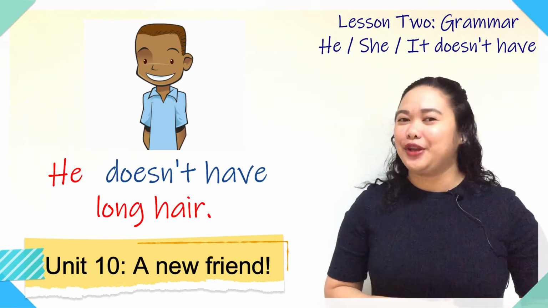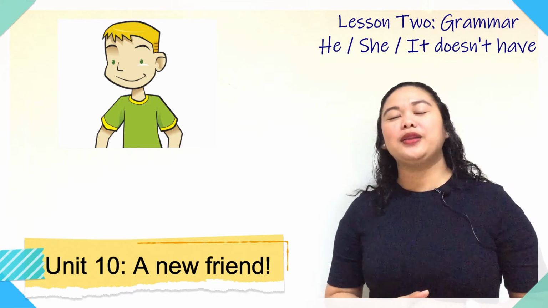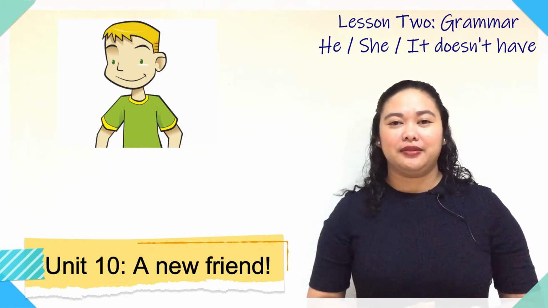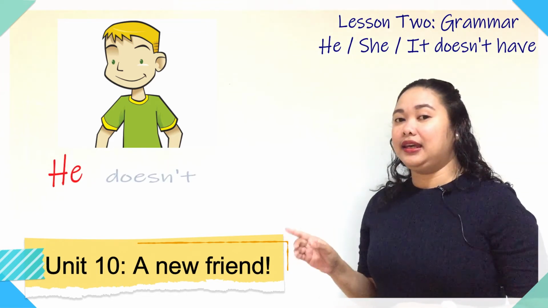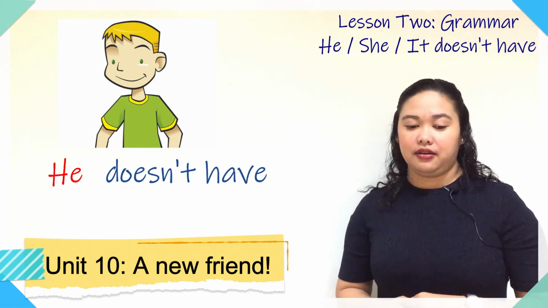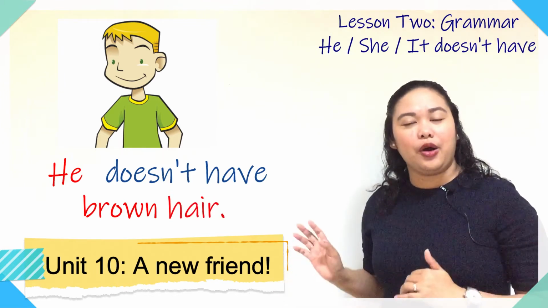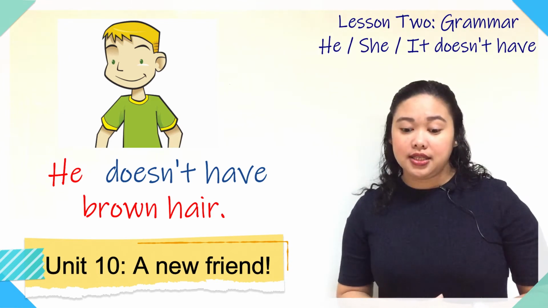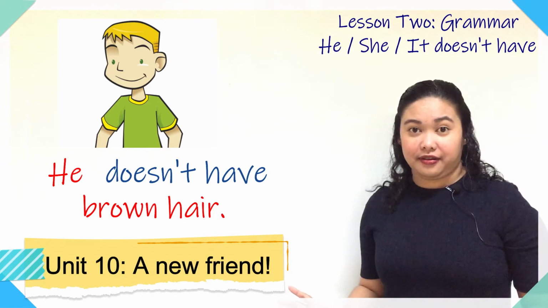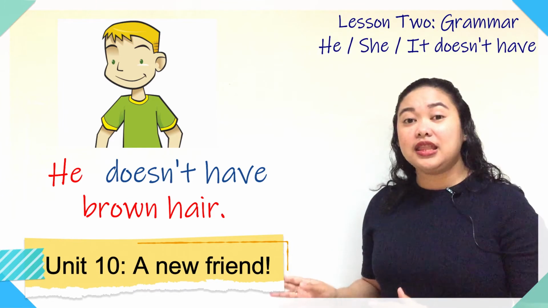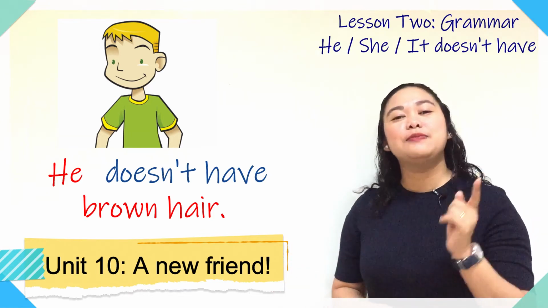Okay? So let's move to number 3. Okay. Look at this one. What pronoun are we going to use on picture 3? He. Very good. And then we add doesn't have. So we say he doesn't have. Look at the color of his hair. He doesn't have brown hair. Okay? He has blonde hair. Okay? He doesn't have brown hair. He has blonde hair.